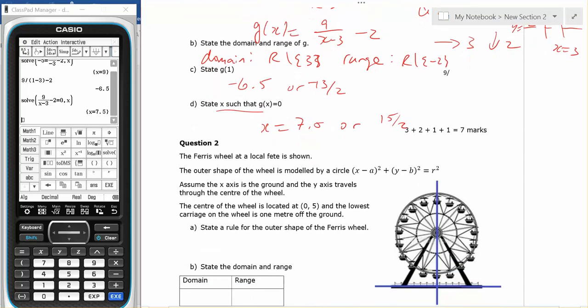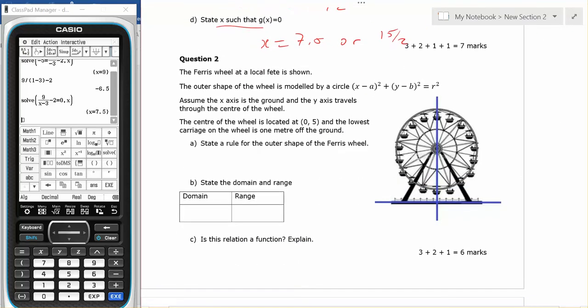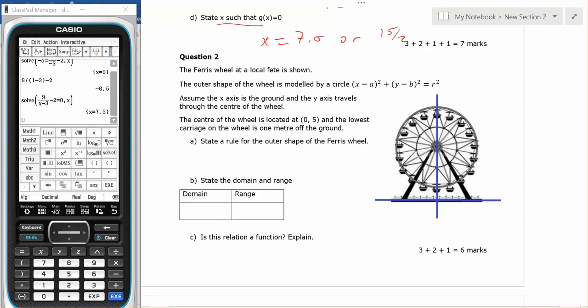So a Ferris wheel model is shown. They've given you a model. Okay, so it's a circular model. The center is located at 0, 5. So state the rule. Now the x hasn't moved anywhere, so it remains x squared. The y's moved up 5, so it's y minus 5, equals r squared. Let's see what my r is. The lowest carriage is 1 meter off the ground. Okay, so this is 0, 1. And we know the center is 0, 5, so it must mean the radius is 4. So r squared, 4 squared is 16.